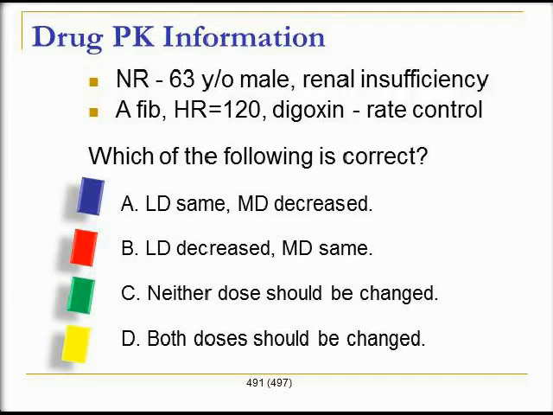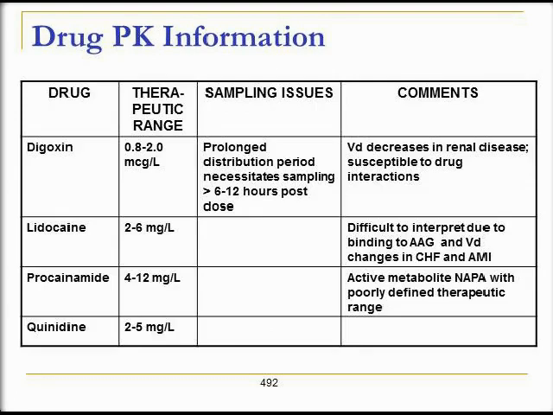Next is NR. NR is a 63-year-old male with renal insufficiency who's in AFib, and digoxin is going to be started for rate control. Which of the following is correct? Keep the loading dose the same because of the renal insufficiency but decrease the maintenance; decrease loading but keep the maintenance the same; don't change either dose; or both doses should be changed. I alluded to this previously. We have some correct answers there.